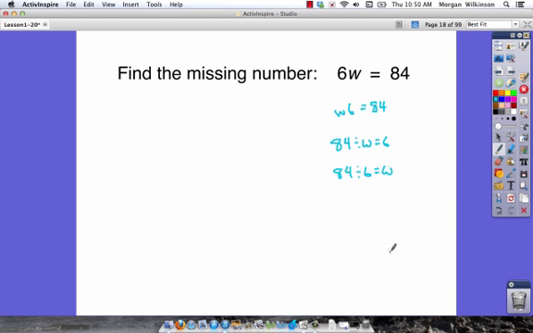Hopefully you said the last one, because it gives you the answer straight away when you do the math. So let's do that. 84 divided by 6. 6 goes into 8 once. We've got 6. We subtract. We get 2. Bring down the 4. 6 goes into 24 four times. We've got 14 with no remainder. So we're all done. W is equal to 14, or 14 is equal to W. You can write it either way.